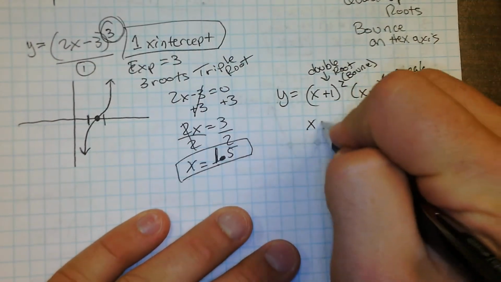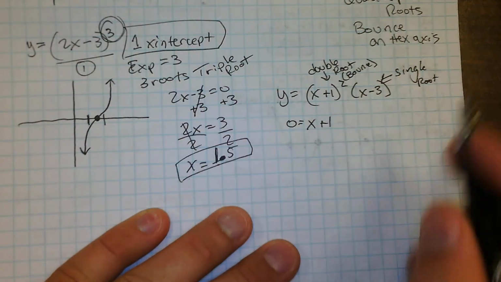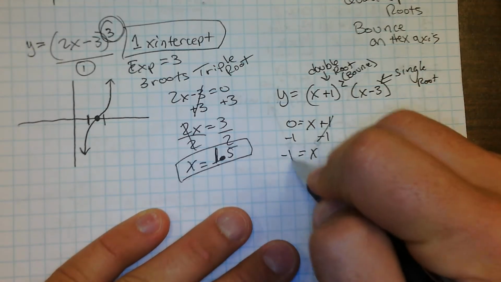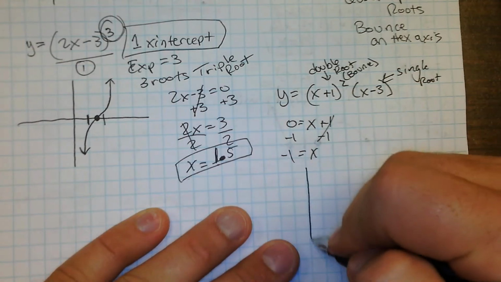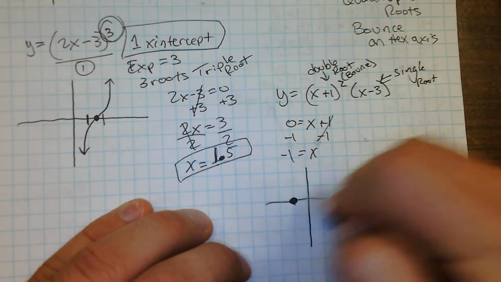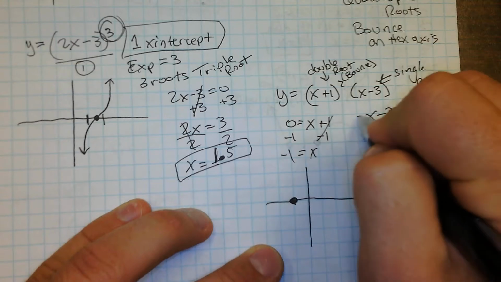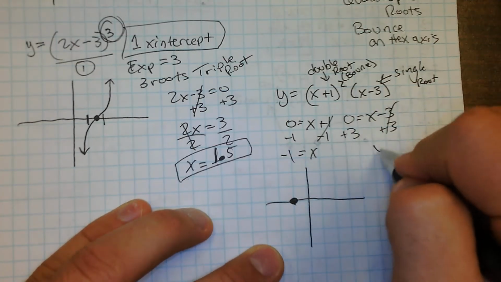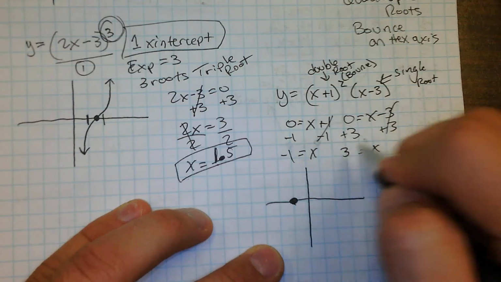So let's solve real quick. X plus 1 set equal to 0. Subtract 1 from both sides. X will equal negative 1. X minus 3 set equal to 0. Add 3 to both sides. X will equal positive 3.